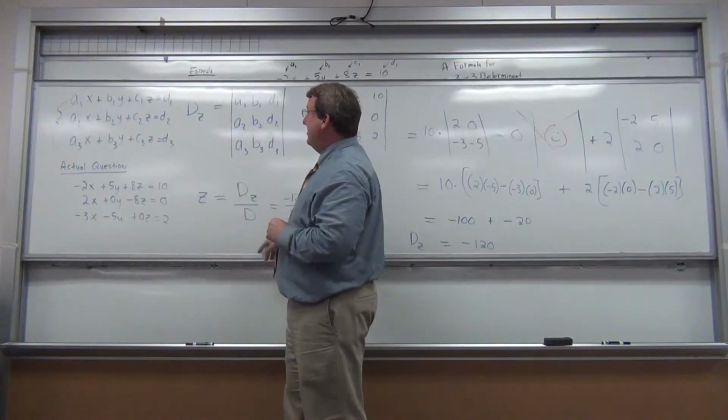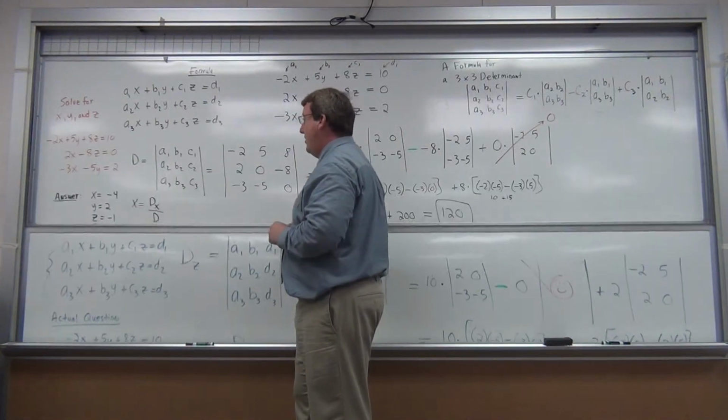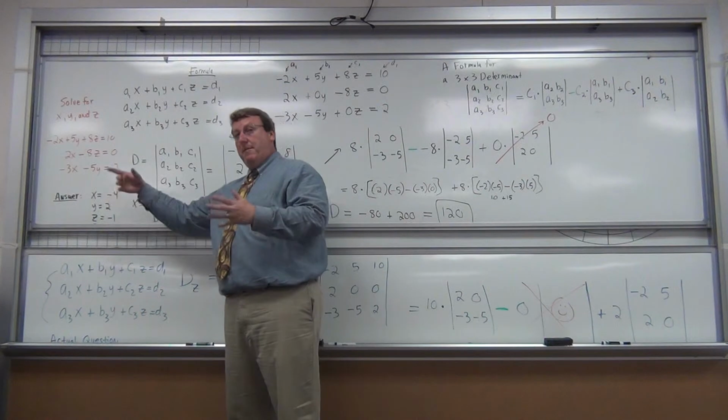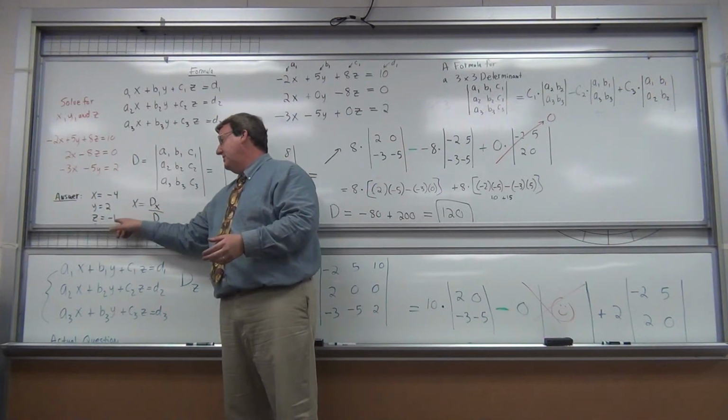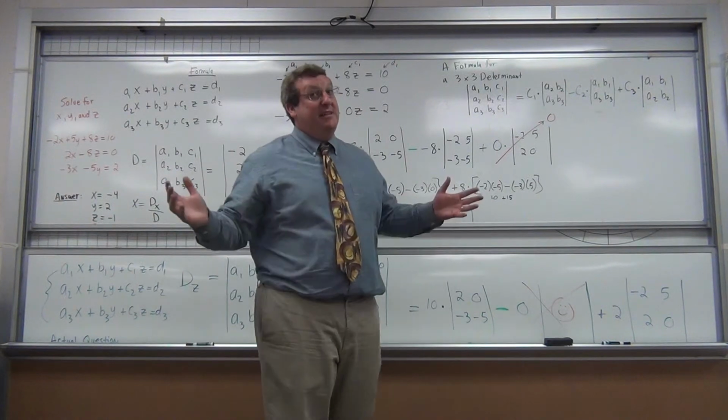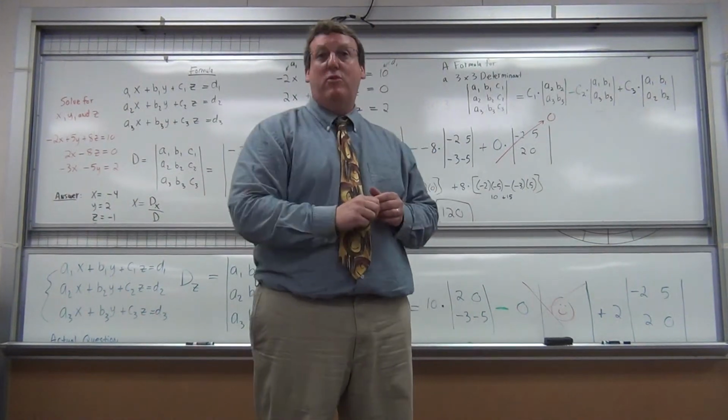Turns out the answers to this particular one, I wrote on the board. If you want to practice it, you get x equals negative 4, y equals positive 2, and z equals negative 1. Okay, that's an example of Cramer's rule and systems of equations.